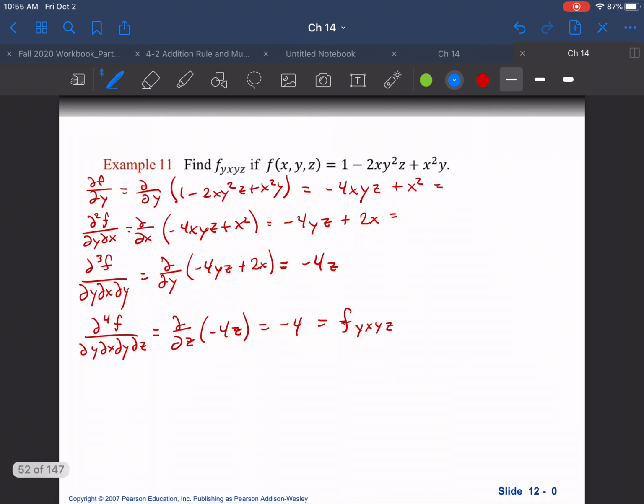Okay, here, example 11, I actually went ahead and did this one out because it was kind of long. So you can take a look at that here if you want to pause it and take a look as I went through and did the different partial derivatives. Okay.